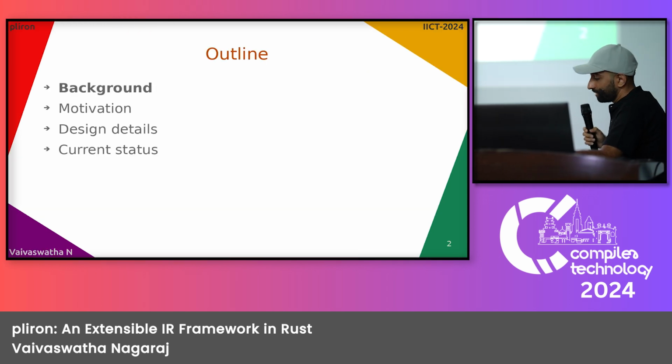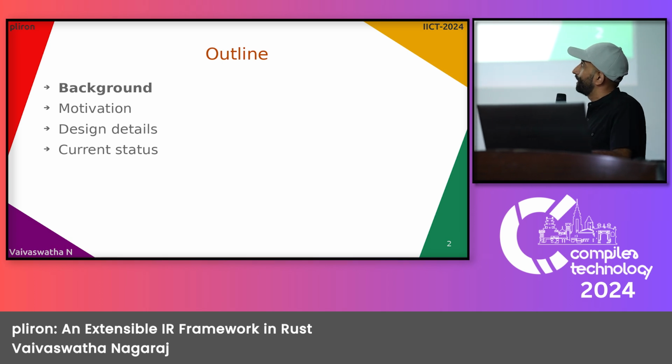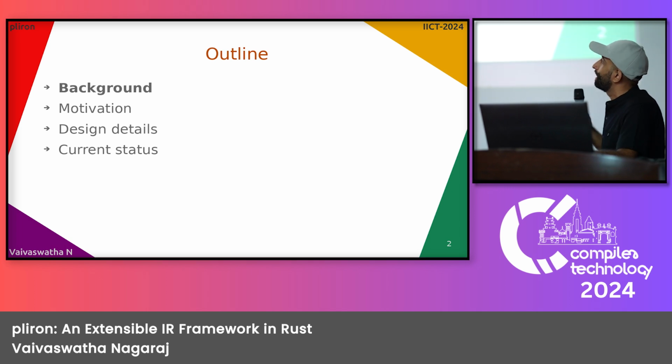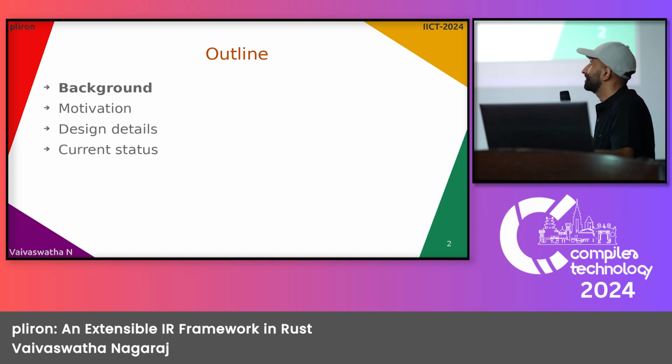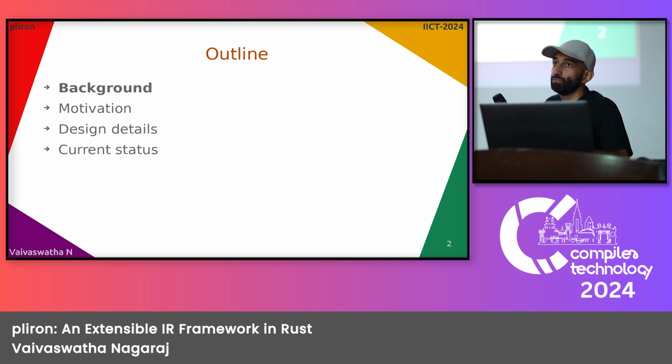So this is the outline for my talk today. I'll begin with a brief introduction to what extensible compilers are, just for some of you who may not be familiar with MLIR. And then I'll talk about why I decided to write pliron, and then discuss some design details of the project itself, and finally end with where pliron stands today and what I plan to do in the future.